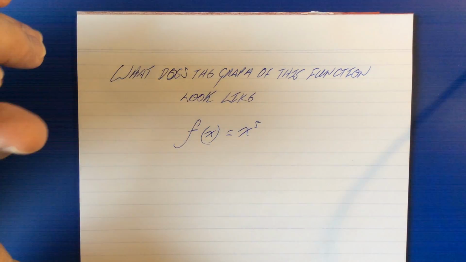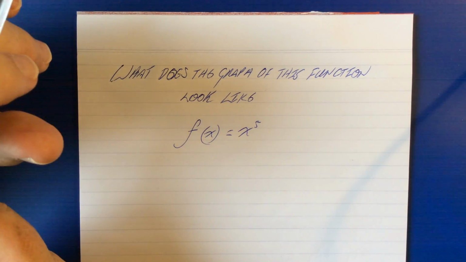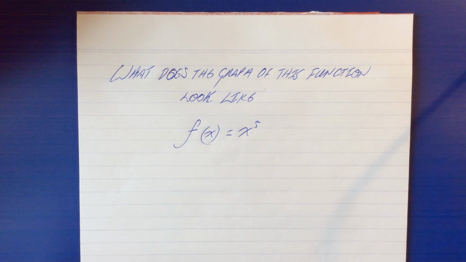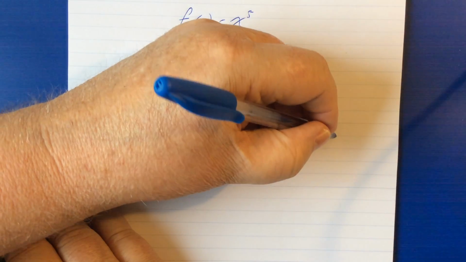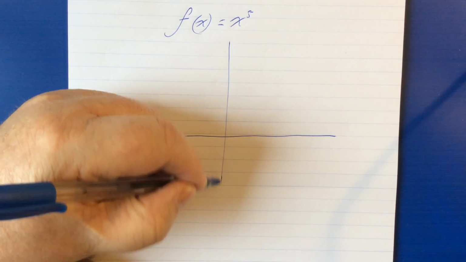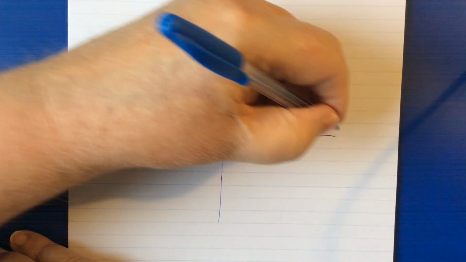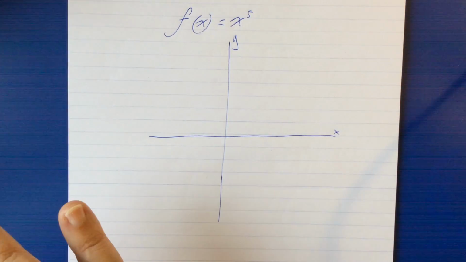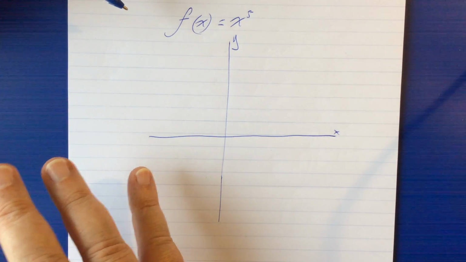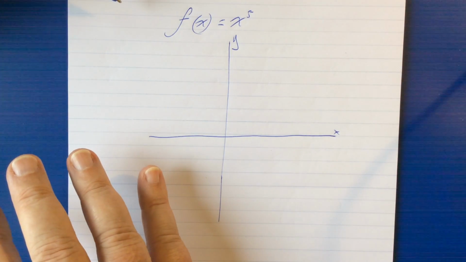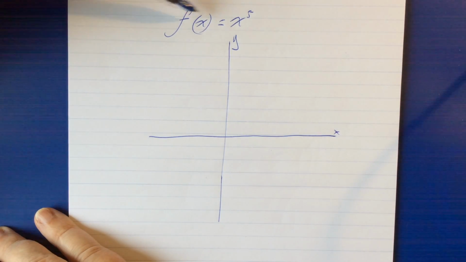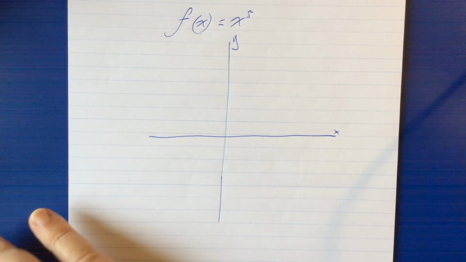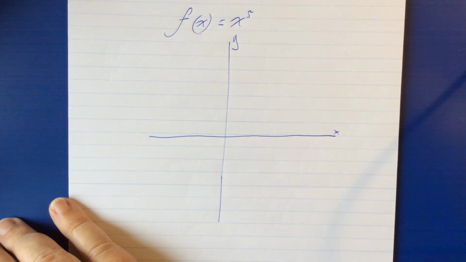What does the function x to the power of 5 look like when we graph it? Let's go to work. So let's set up our Cartesian plane here, rough as it is. Now, how we're going to resolve this is by simple arithmetic and doing what the function tells us to do. But there are a couple of preliminary observations.